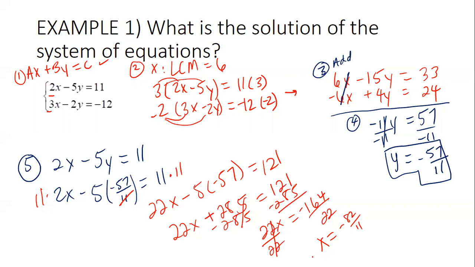So I have my x, I have my y. So step 6 is to write it as a solution. What is my solution? My solution for step 6 is negative 82 over 11, comma, negative 57 over 11.